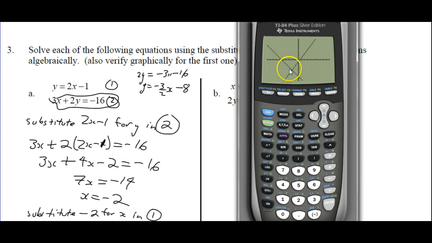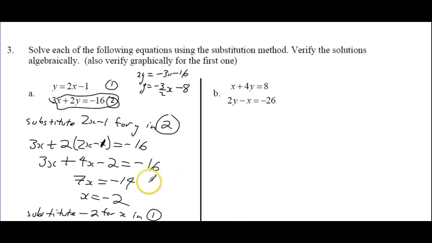And we're looking for this point. Second calc, number 5 is intersect. I trace to the point and hit enter 3 times. And we get x is negative 2, y is negative 5. So that verifies graphically that that is the solution, which we already knew because we've done it algebraically.